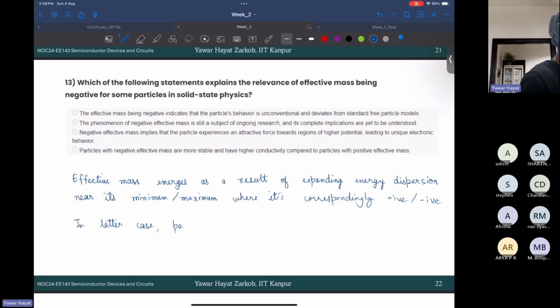What kind of force does the particle experience when the effective mass is negative? Please write that in chat. In the latter case, the particle experiences an attractive force, right? Because the effective mass is negative, towards the region of higher potential.